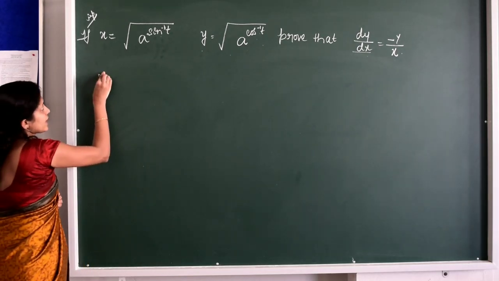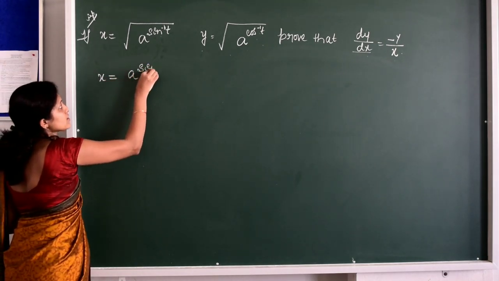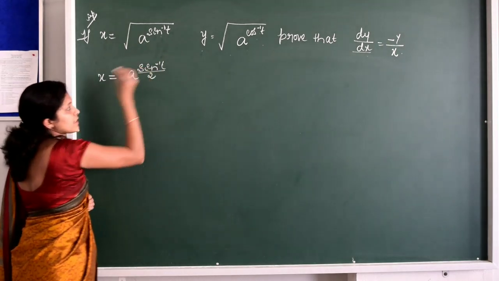See here, this one I can write as x is equal to a to the power sin inverse t, and the square root is this, so I can write divided by 2. Is it clear?